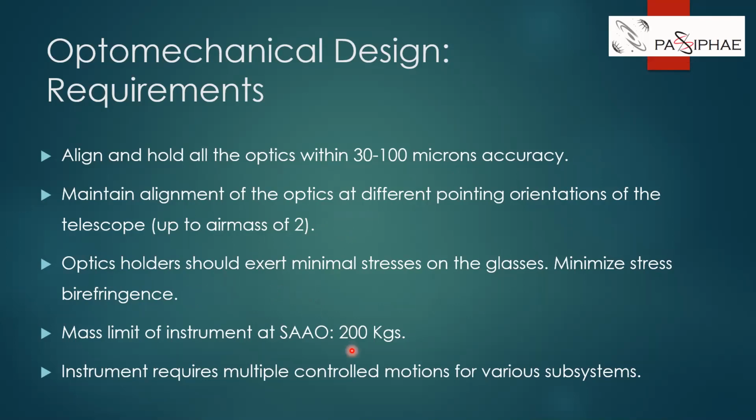Additionally, there was a mass limit of 200 kgs because of the telescope itself. And the instrument also requires multiple control motions for the various subsystems. For example, there's a filter wheel, there's a calibration polarizer system, there's a rotating half-wave plate system, as well as a Dewar focusing system. So all that has to be incorporated in the optomechanical design.